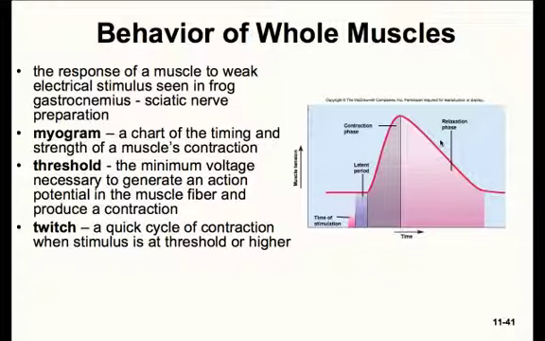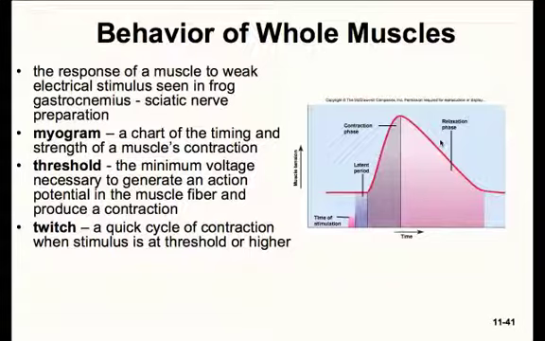So in many labs, we study muscle contraction using the gastrocnemius muscle of a frog, which can be easily isolated from the frog along with its sciatic nerve. This preparation can be attached to a stimulating electrode and a recording device that produces a myogram, a trace on a chart, giving the timing and strength of muscle contraction.